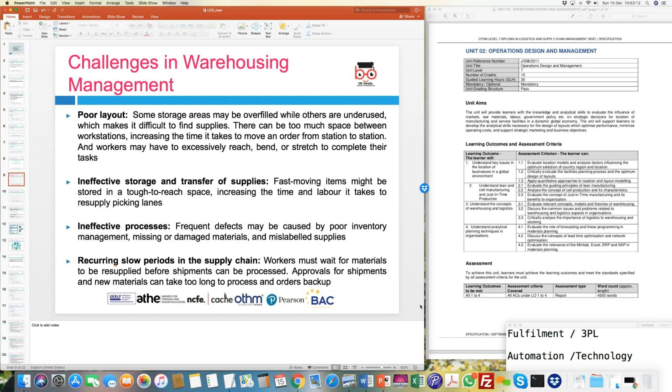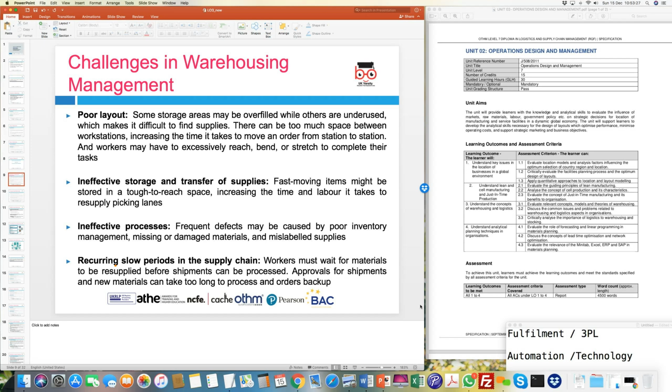So challenges could be if the warehouse has not been properly planned. That means the bays are quite narrow, the walking spaces are quite narrow, machinery cannot be operated quite well in those, and that would all contribute to poor layout.